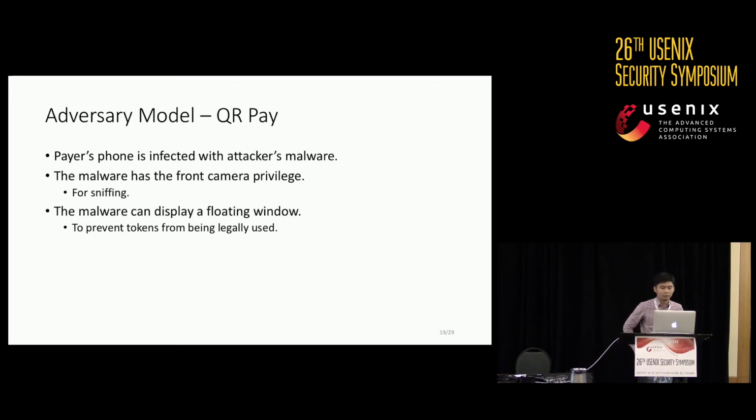Okay, for the attack, we assume that the payer's phone is infected with the attack's malware. And the malware has a front camera privilege. So the malware can turn on the front camera to sniff the QR code. And the malware can display a floating window to prevent the token from being legally used.